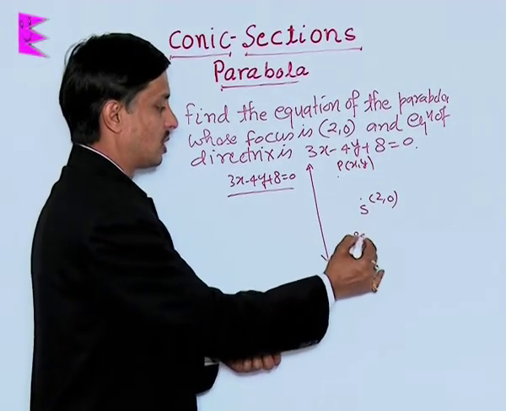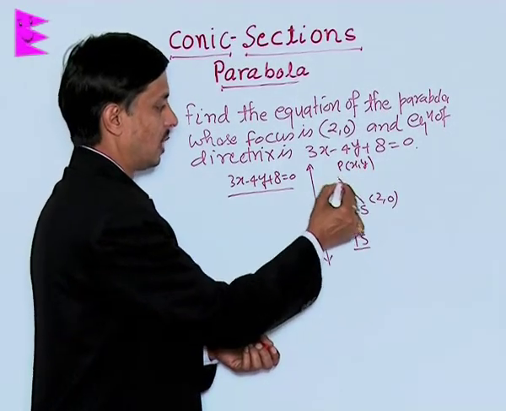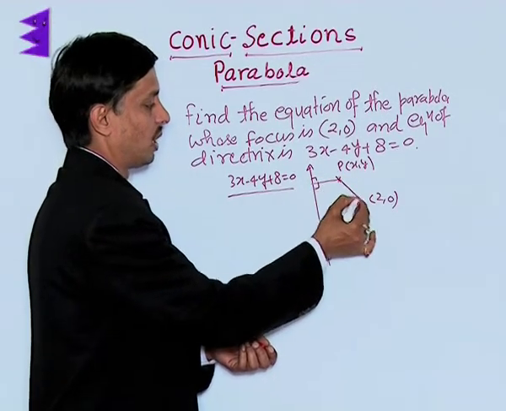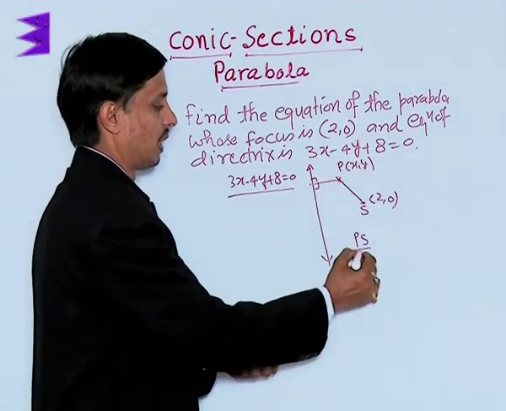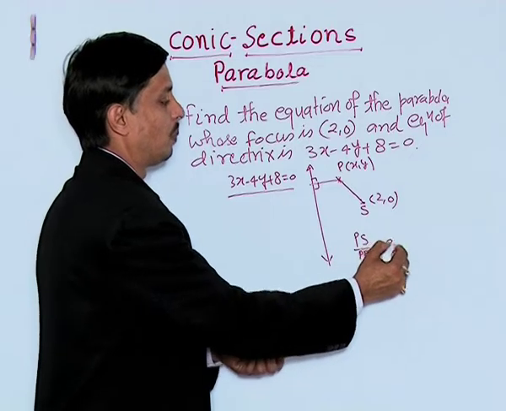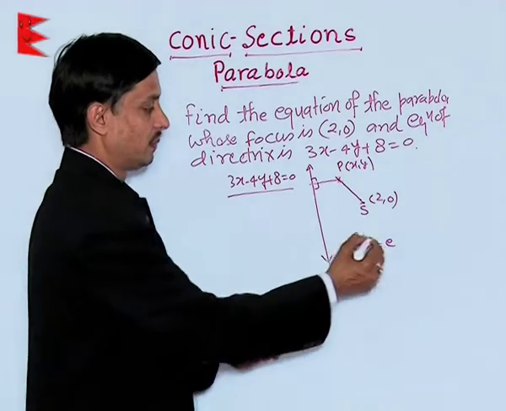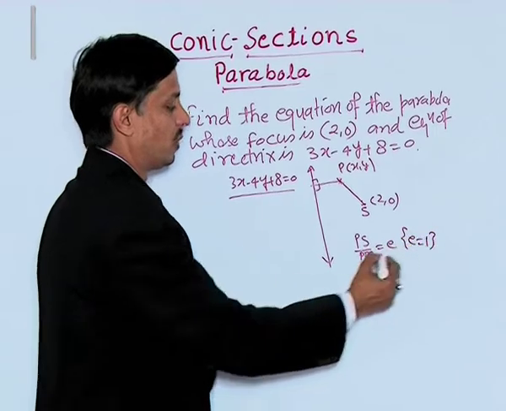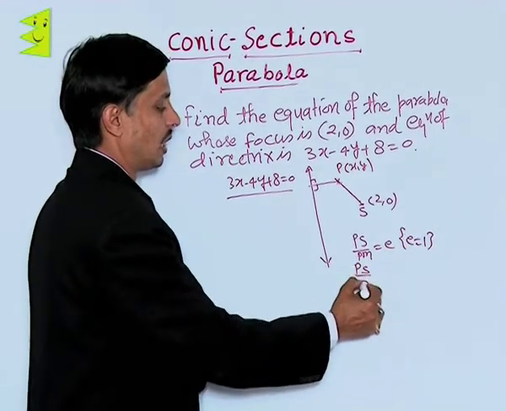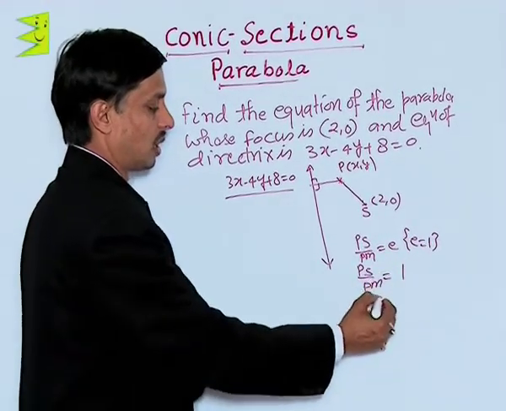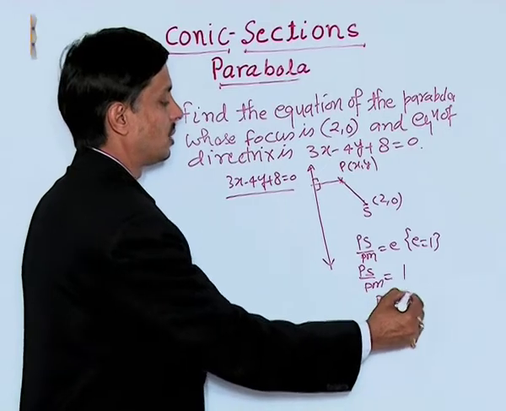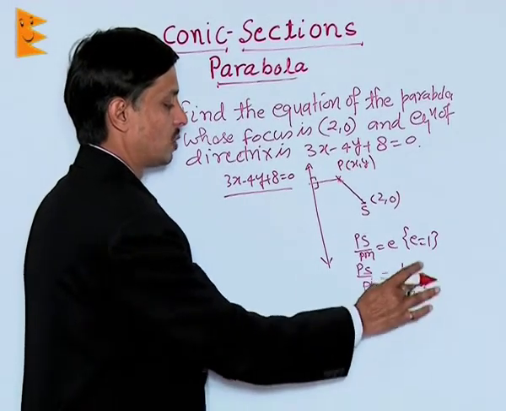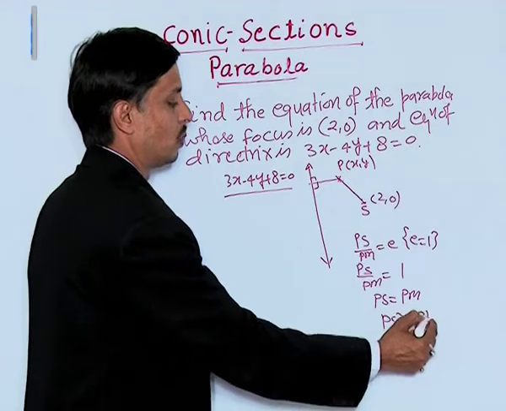We know that this distance PS and PM, that is distance of a point from focus and distance of the point from the line, PS upon PM is known as eccentricity, but for a parabola this eccentricity is 1. So we can say PS upon PM is 1, or PS is equal to PM, or PS square is equal to PM square.